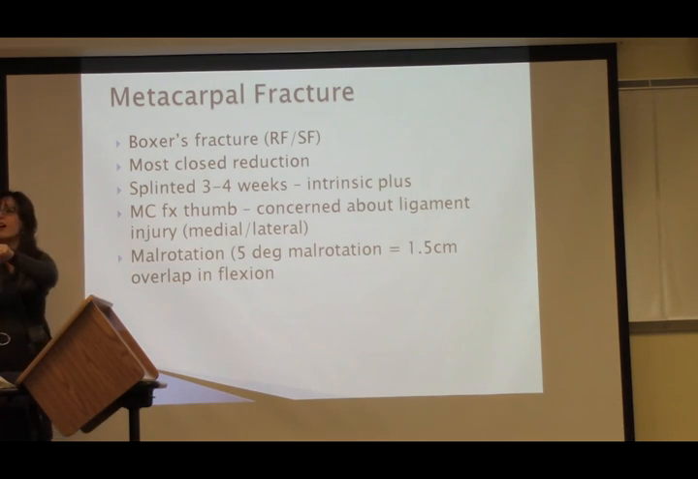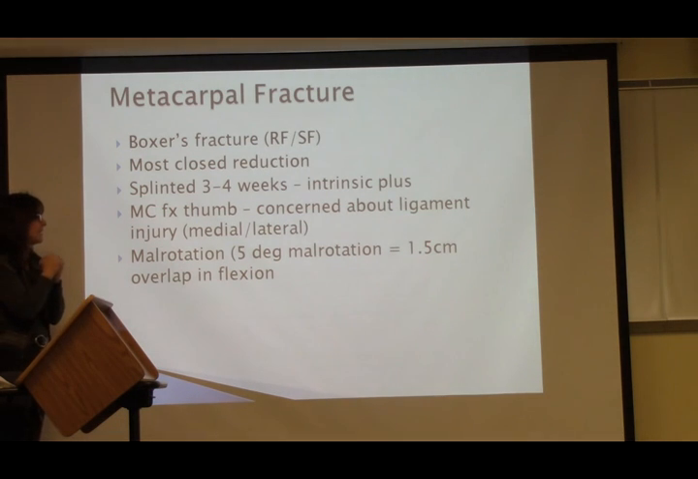If you fracture the metacarpal of the thumb, we have to be concerned about a ligament injury. Remember we talked about the ulnar collateral ligament when we talked about arthritis? That can happen with a fracture to the metacarpal of the thumb. So we want to be concerned about that.